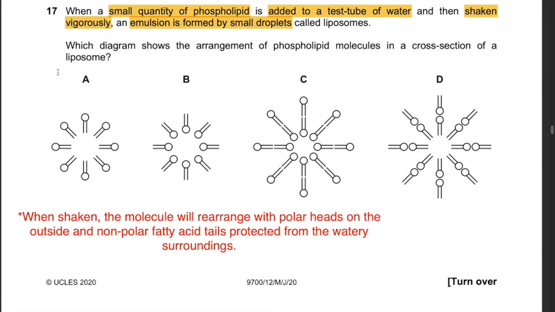Question 17. When a small quantity of phospholipid is added to a test tube of water and then shaken vigorously, an emulsion is formed by small droplets called liposomes. Which diagram shows the arrangement of phospholipid molecules in a cross-section of a liposome? When shaken, the molecule will rearrange with polar heads being on the outside surface and non-polar fatty acid tails being protected from the watery surroundings. Hence, if we go through these diagrams, the closest and correct representation of the polar head being outside and non-polar fatty acid tails being protected is option C.